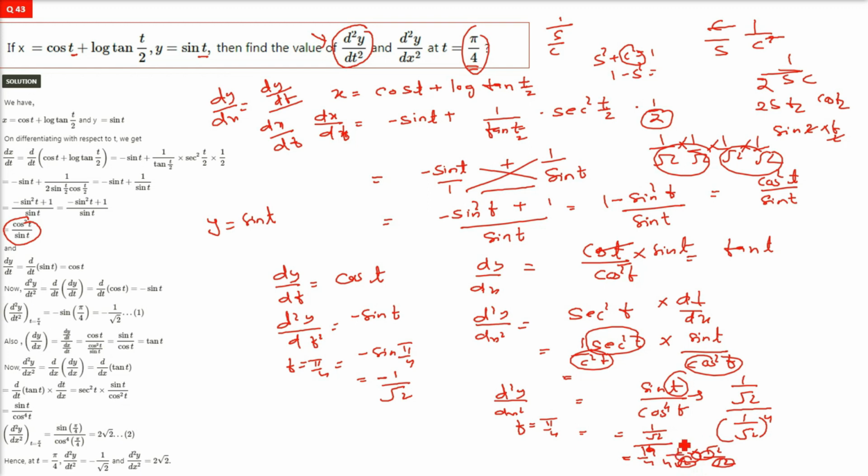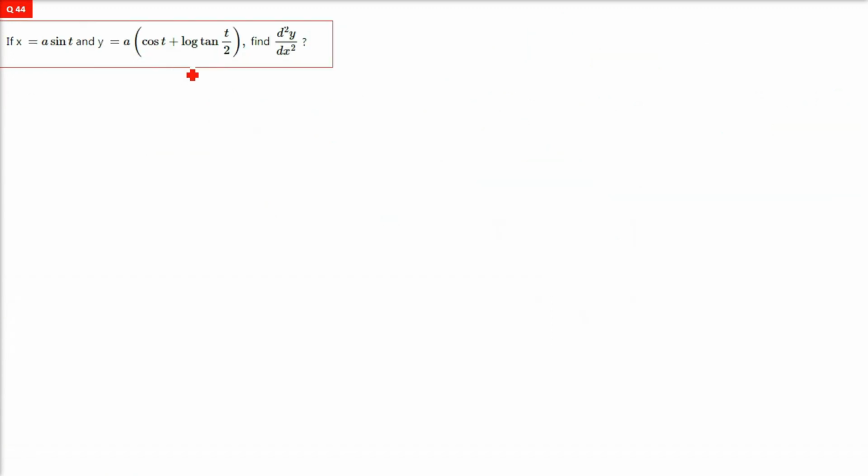Okay. So I'm just changing it because sin pi by 4 by cos to the power 4 pi by 4 is nothing but 1 by root 2 divided by 1 by root 2 to the power 4. So what do you get? You get 2 root 2 out here. So this is d2y by dx2, 2 root 2, and d2y by dt2, that also computed, that is 1 by root 2. So as I said, these questions we have already done.